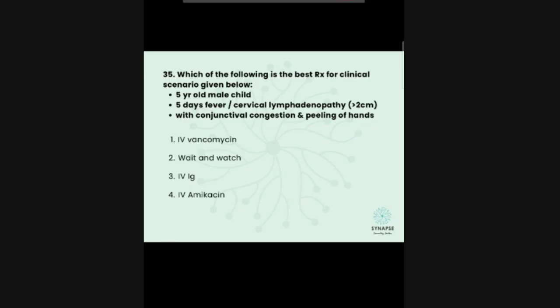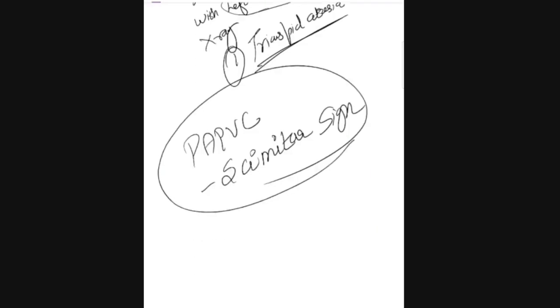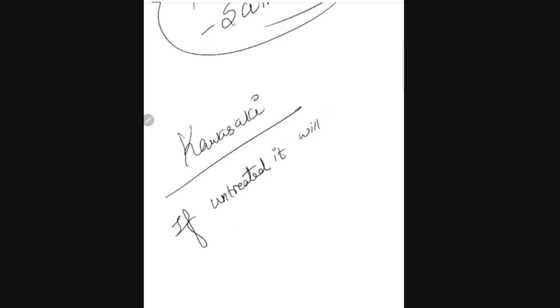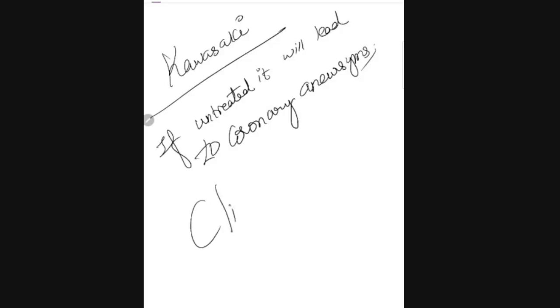With Kawasaki disease, why am I jumping in? Because if untreated, it will lead to coronary aneurysms. So as fast as possible, I wish to treat Kawasaki. Kawasaki is a clinical diagnosis. Never forget that it is a clinical diagnosis.